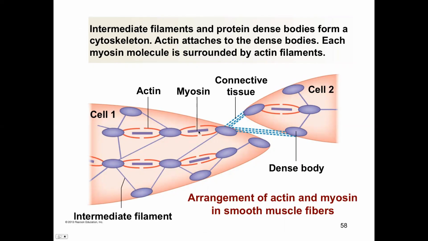So here you can see that the myosin is still in the middle, and then the actin is around the outside, and it allows for this shrinking. And then there are intermediate filaments, if you remember your cytoskeleton, that connect these nodes where the actin is attached to, all right? These nodes are called dense bodies. And then you've got connective tissue on the outside that connects the dense bodies from one cell to the next and allows for these things to contract together depending on the arrangement of the motor units.